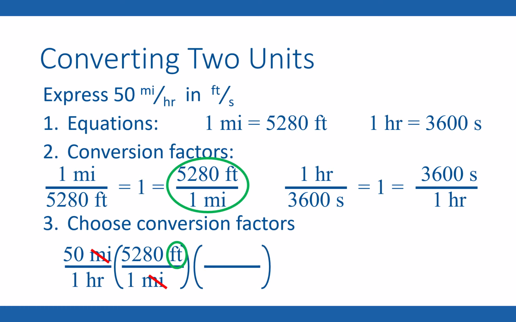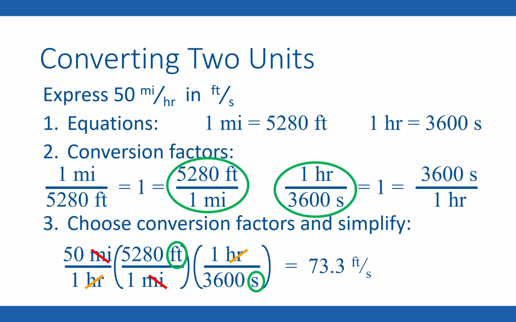Next, we convert the time units. We have hours in the denominator. To cancel that, we need a conversion factor with hours in the numerator. The hours cancel out, leaving seconds in the denominator. We use a calculator for the numbers and get a speed of 73.3 feet per second.